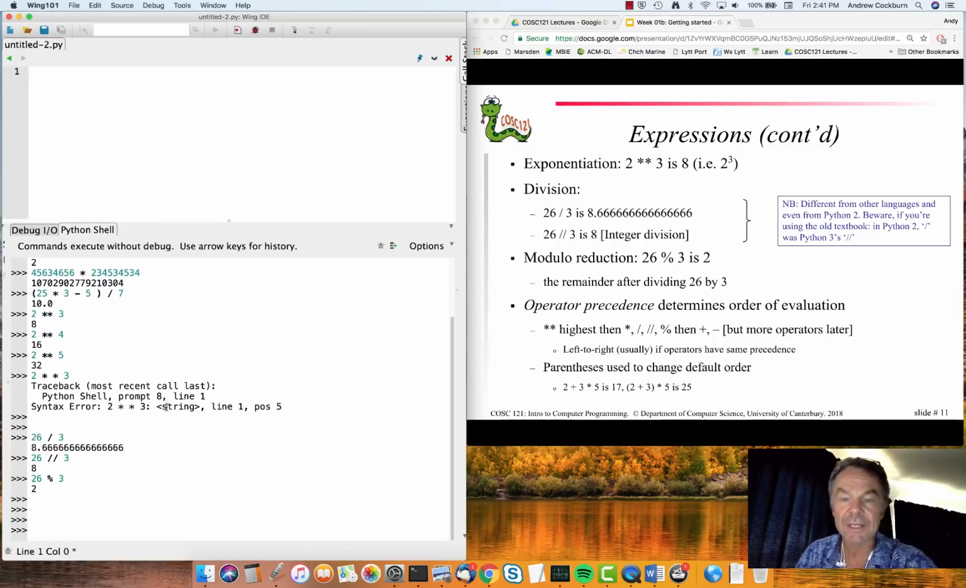It's very important that we understand the precedence associated with different operators, because this determines the order in which computations within an expression are calculated.